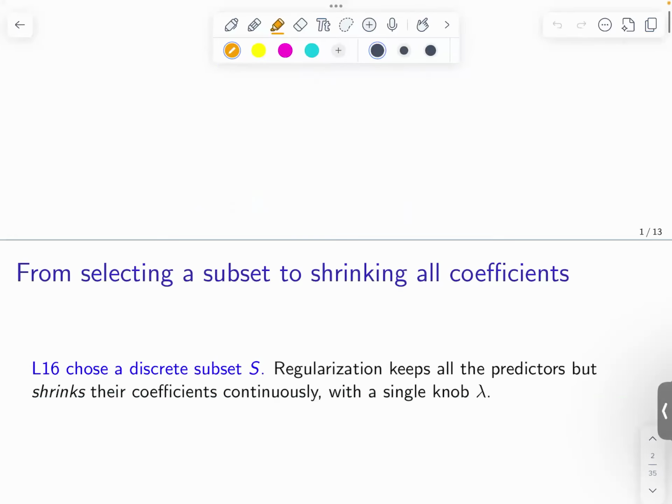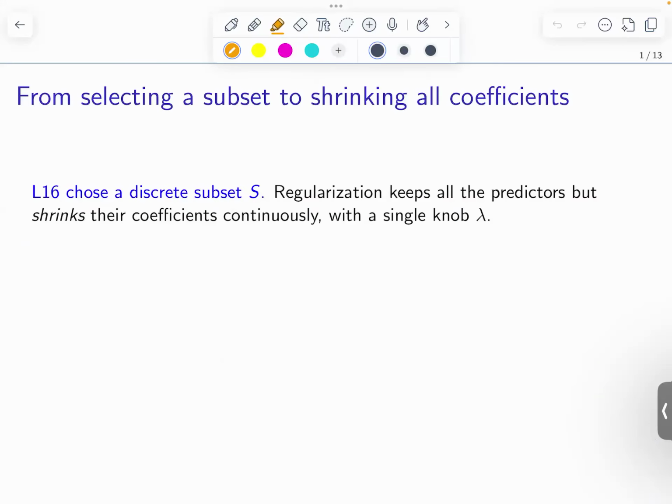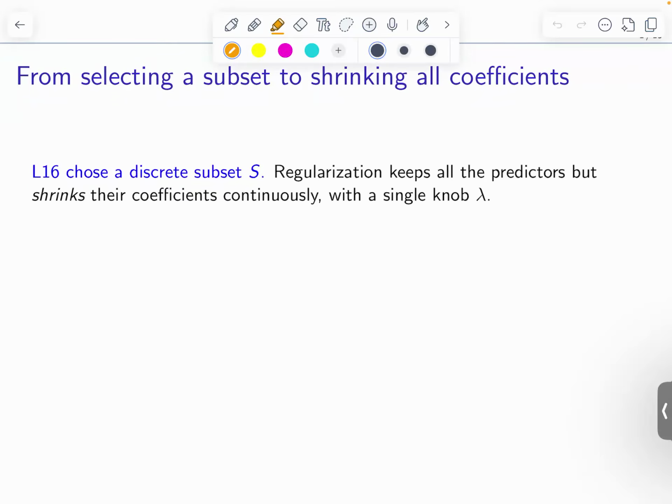Okay, let me talk about a related idea. We talked about model selection, where you try to pick a subset of predictors that work well. Today we're going to talk about an alternative approach, which is regularization. You regularize the coefficients. The idea is that you keep all the predictors, but in the case of the regularizations we talk about, you shrink their coefficients continuously using a knob. That knob is a regularization parameter lambda.